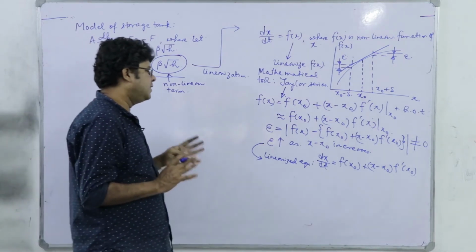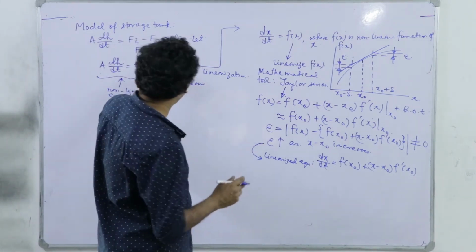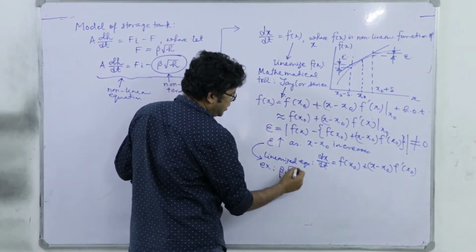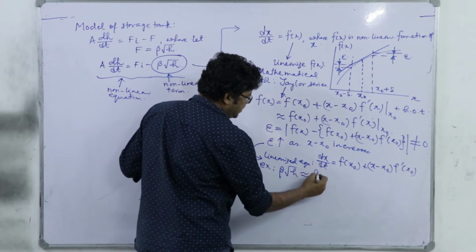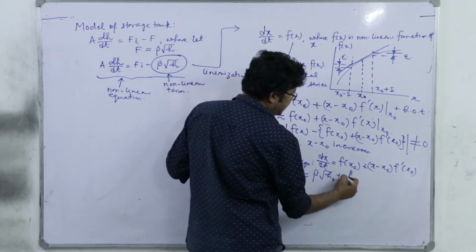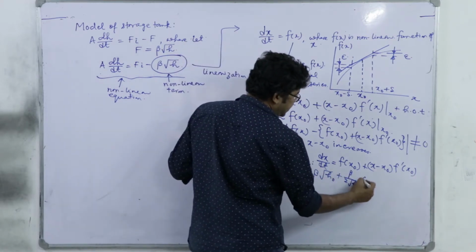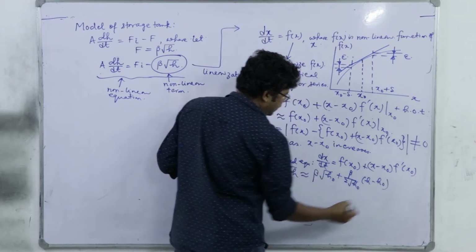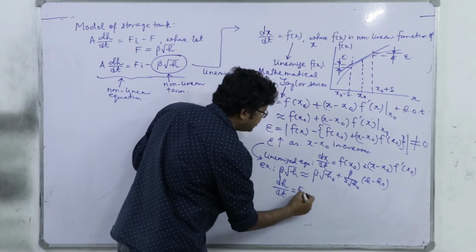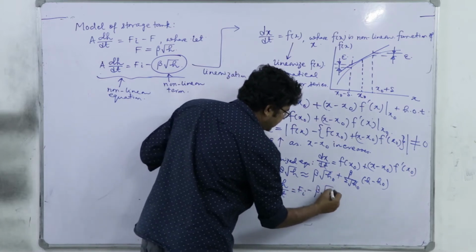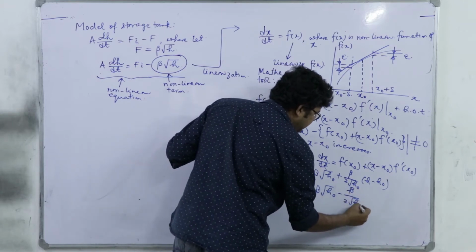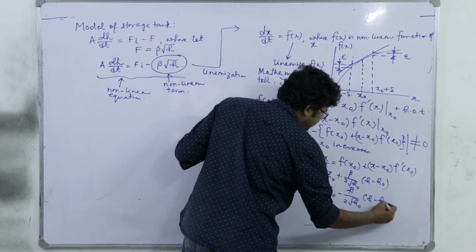Now, if we consider that previous term beta into under root of h, it will be beta into under root of h naught plus beta divided by 2 under root of h naught into h minus h naught. So my system equation becomes dh dt is equal to Fi minus beta into under root of h naught minus beta divided by 2 under root h naught into h minus h naught.